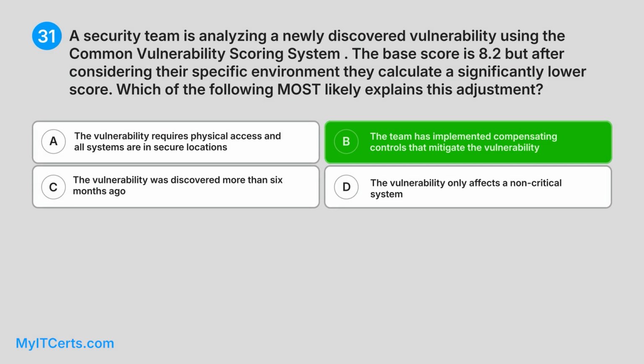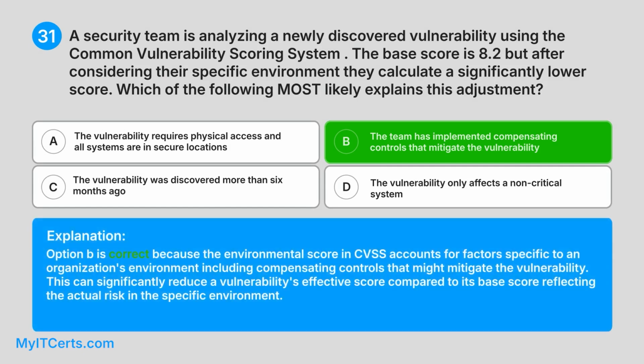Correct answer: B. The team has implemented compensating controls that mitigate the vulnerability. Explanation: Option B is correct because the environmental score in CVSS accounts for factors specific to an organization's environment, including compensating controls that might mitigate the vulnerability. This can significantly reduce a vulnerability's effective score compared to its base score, reflecting the actual risk in the specific environment.